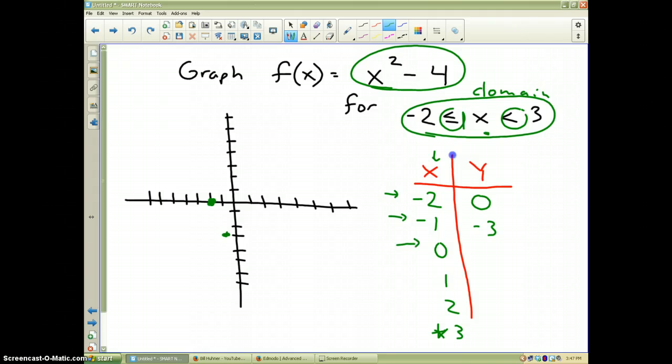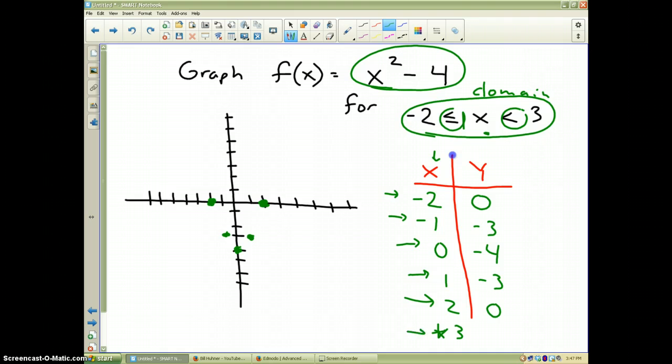If I plug 0 in for x, 0 squared is 0, minus 4 is -4. So at 0, I go down on my graph to -4. If x is 1, the value of my function, 1 squared is 1, minus 4 is -3. So at 1, I go down to -3 again. At 2, 2 squared is 4, take away 4 is 0. So at 2, the value of my function is 0.